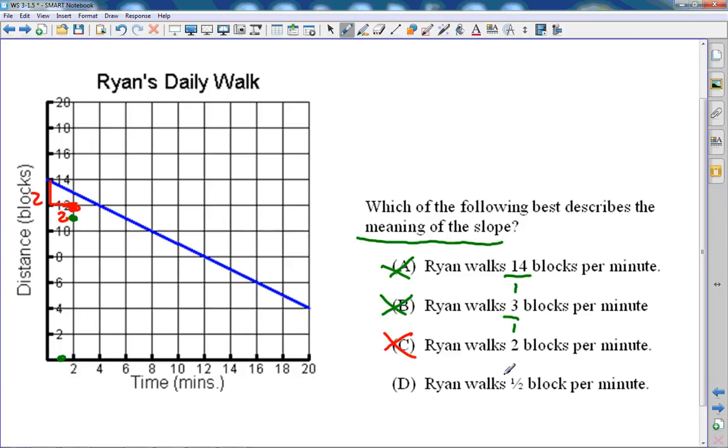This one says a half a block. Okay, well, a half a block, so if I go down 1 to 13 and over 2, that could work. What if I went down 2 and over 4? Is 2 over 4 the same as 1/2? Yes, it is. That's my answer.